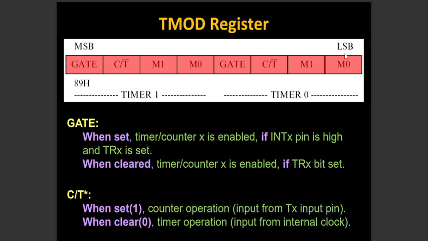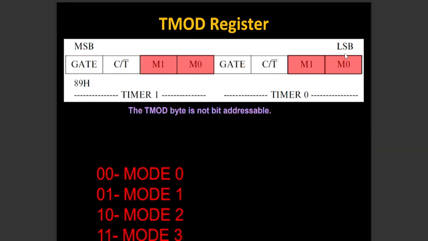There are four different modes of timer or counter. That is, mode 0, mode 1, mode 2 and mode 3. Mode 0 to mode 2 are the same for both timers, but mode 3 has a different meaning for each timer register. There is a register called TMOD. These registers can be programmed to configure these timers or counters.